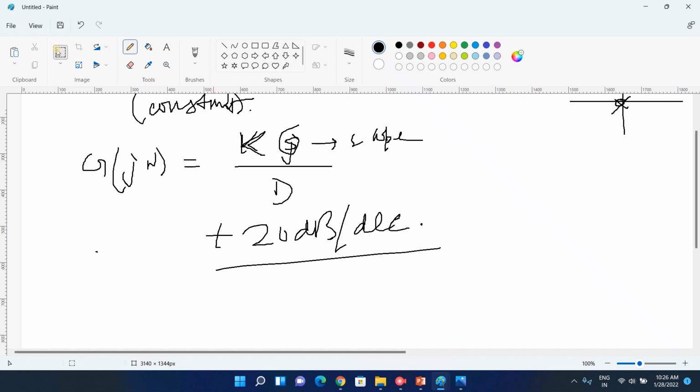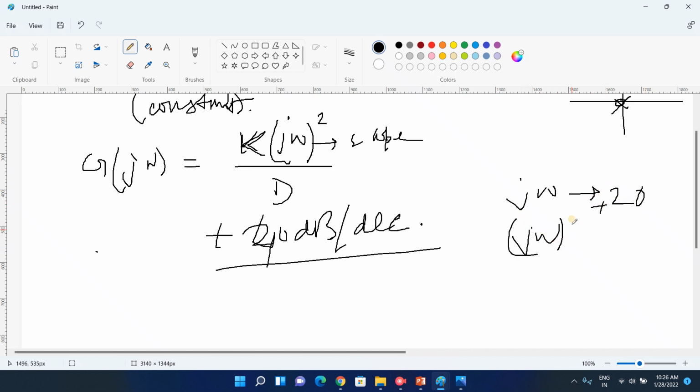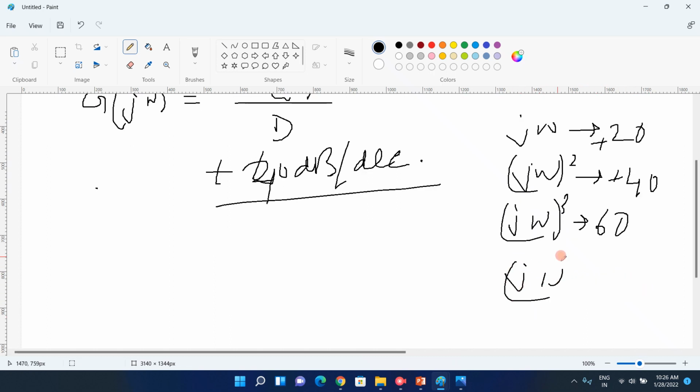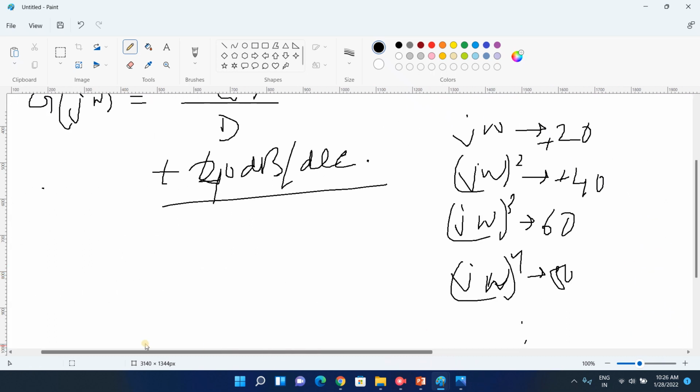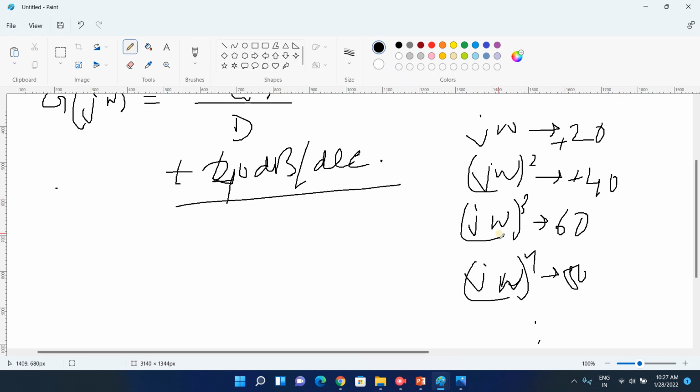Now suppose the numerator is s square. Not s square actually, it should be j omega, the same thing, because if it is s, then we have to write it in the form of j omega. Now suppose it is j omega square, which was s square. Then the slope will be 40. If for j omega the slope is plus 20, for j omega square it is plus 40 decibel per decade. For j omega cube it will be 60. For j omega to the power 4 it will be 80, and so on.